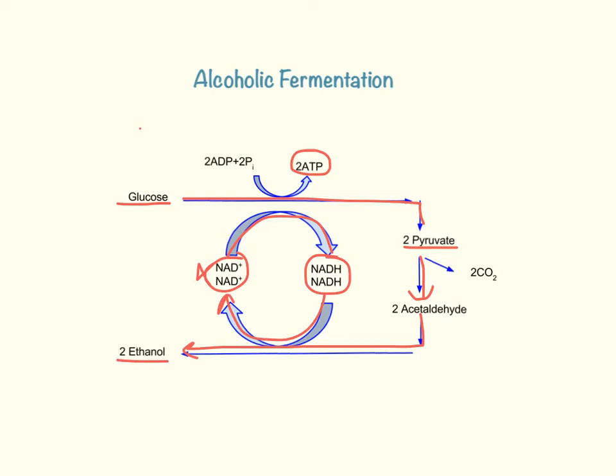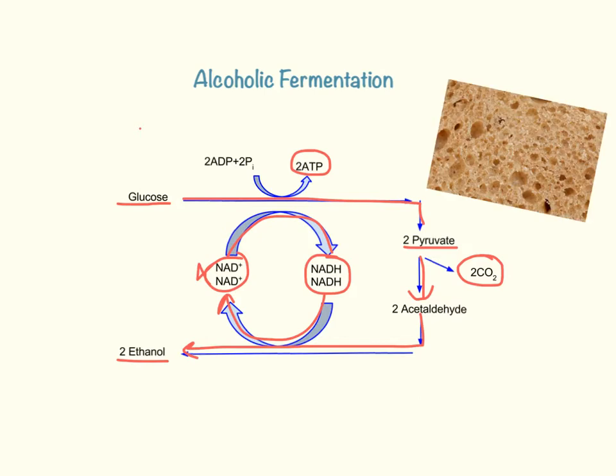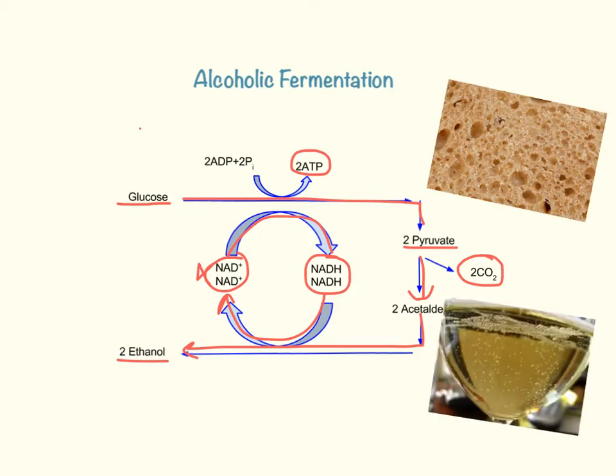To convert the pyruvate, 2 carbons are ripped off. We call this a decarboxylation. Those removed carbons form carbon dioxide. So when yeast ferment, they produce carbon dioxide bubbles. These bubbles cause bread dough to rise. They are also the bubbles you see in beer and wine.